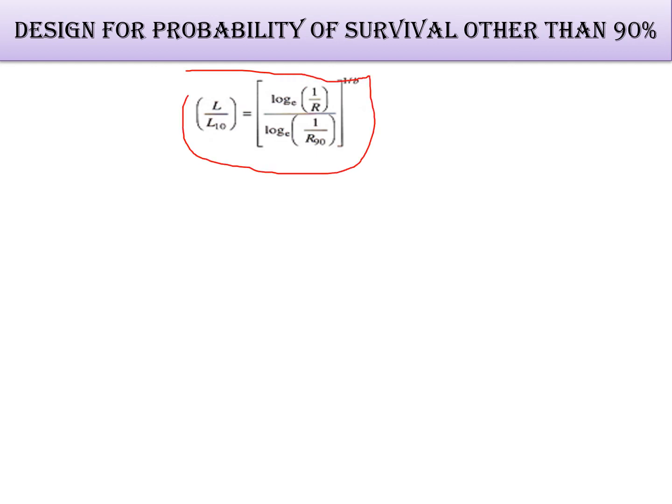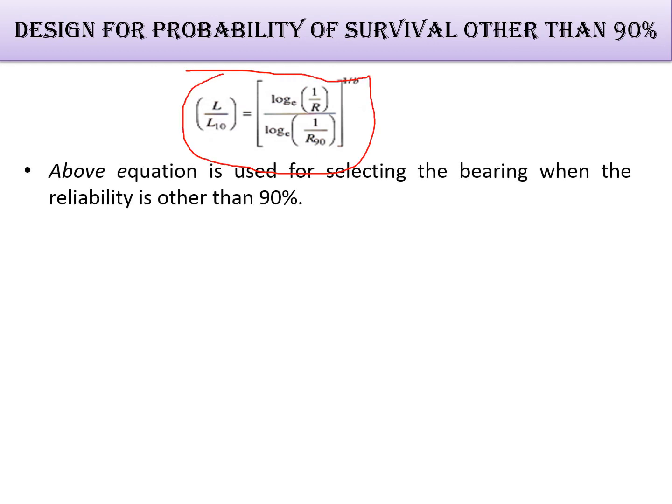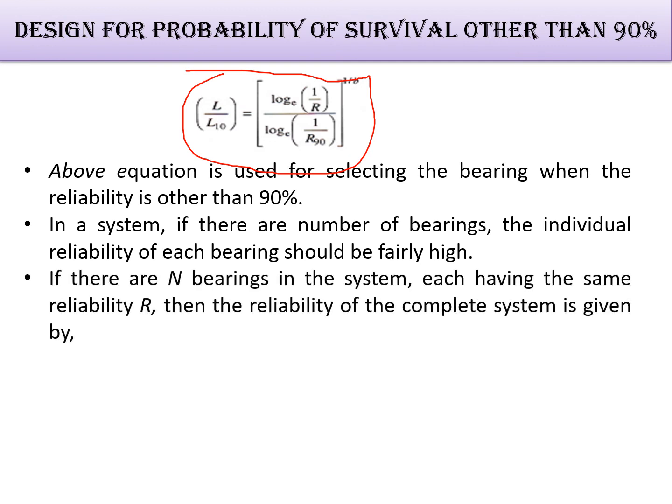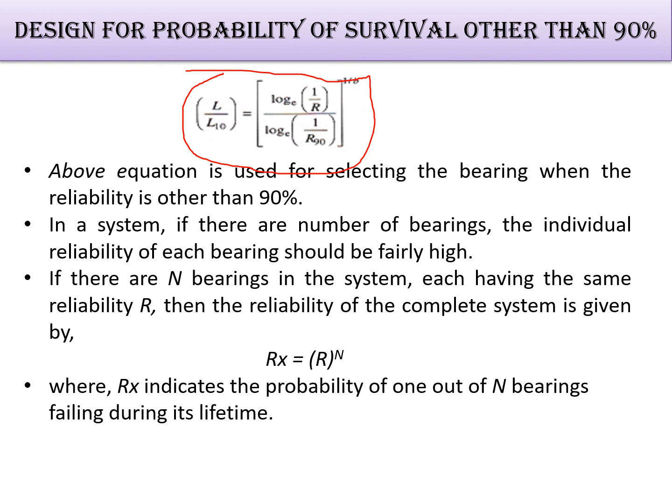This formula for probability conditions is used for selecting the bearing when the reliability is other than 90%. In a system, if there are a number of bearings, the individual reliability of each bearing should be fairly high. And if there are n bearings in the system, each having the same reliability R, then the reliability of the complete system is given by Rs is equal to R raised to n. This indicates the probability of 1 out of n bearings. So we need to use only this formula, which is the correct one for you.